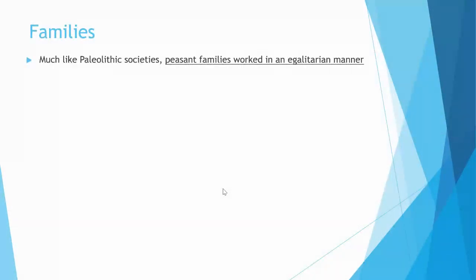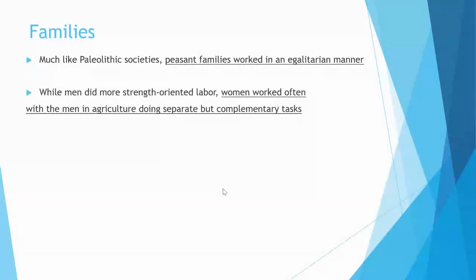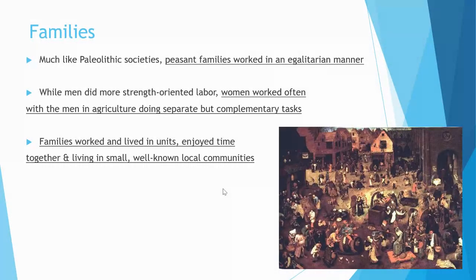Much like Paleolithic societies, peasant families work together in an equal kind of manner, but they're going to do different things. While men did more strength-oriented labor, women are also going to assist men with agriculture, doing separate but complementary tasks. They're going to be doing different things, but the jobs of both of them are going to be important for survival of the family. Families worked and lived in small units, enjoyed time together, and lived in very small, well-known local communities.